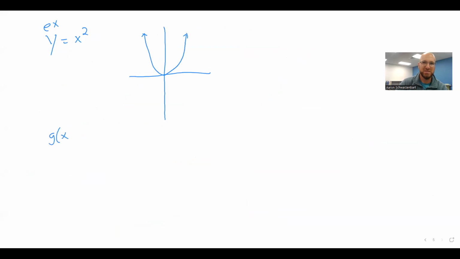g of x, actually, let's do a different color. So I'm going to put them on the same graph. Again, a lot of this is going to be sketches, kind of rough sketches. But I'm going to be looking at finding specific points, and I'll number the graph when we get there.